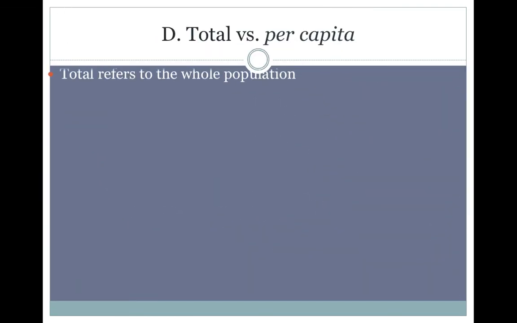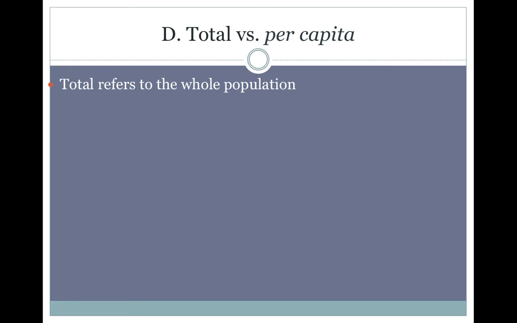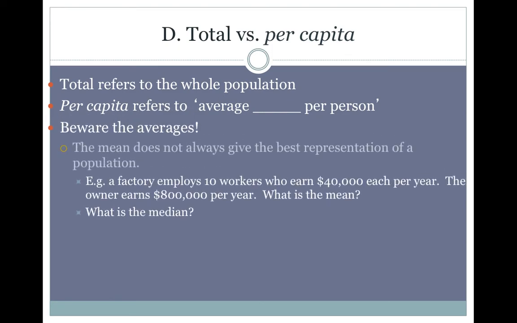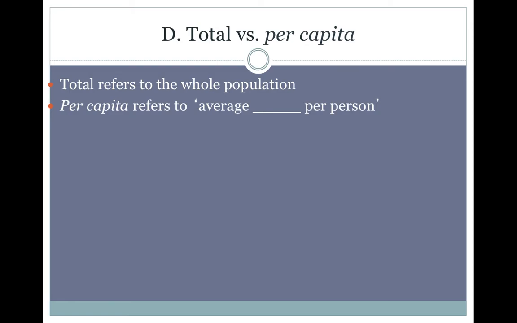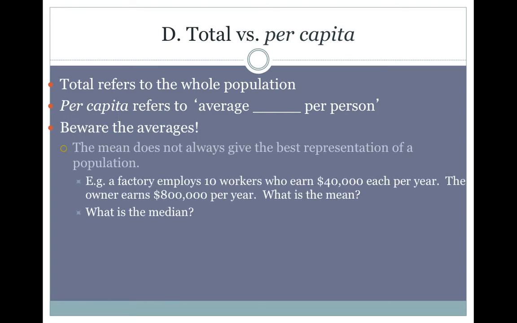All right, total versus per capita. The total GDP obviously is what it is in total, what the whole economy has made. Per capita refers to the average per person, in this case average income per person. So all we have to do, it's very simple, we basically divide the GDP by the population, and that will give us the GDP per capita.